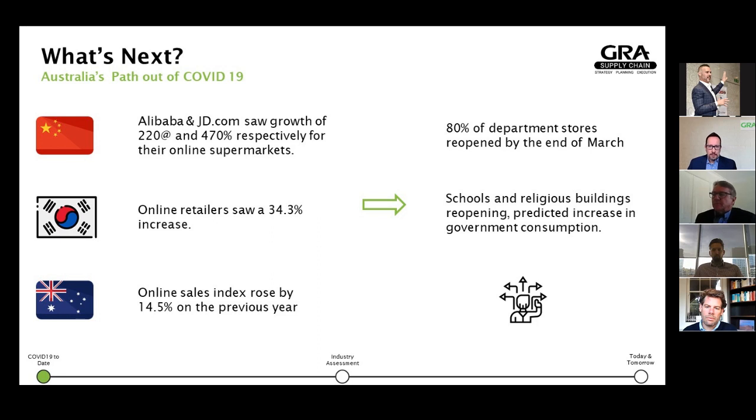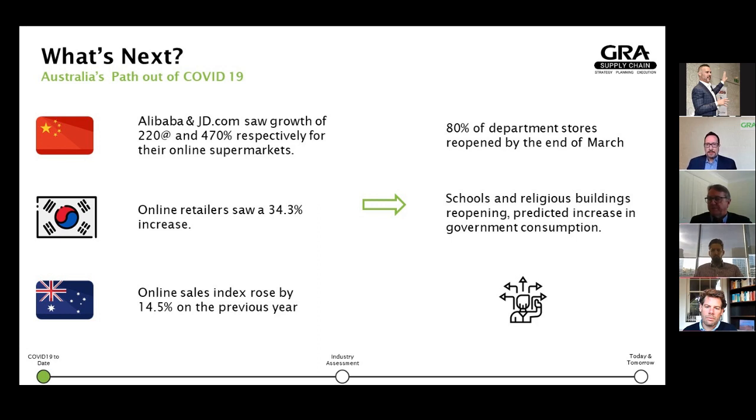So Australia is still charting its road out of lockdown. In China, a lot of the online retailers saw tremendous growth, 220% and 470% for Alibaba and JD.com respectively. So quite huge. Same with Korea. Again, we're seeing this in Australia as well. Now schools and department stores in those economies have started to reopen or have reopened, and now Australia is contemplating the same. So I think it's a good message.